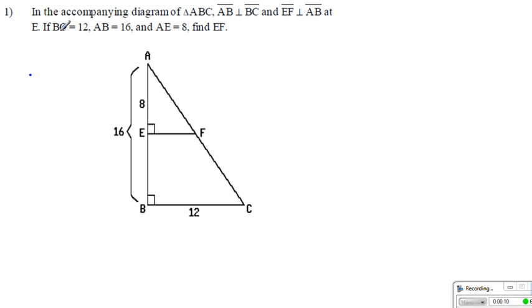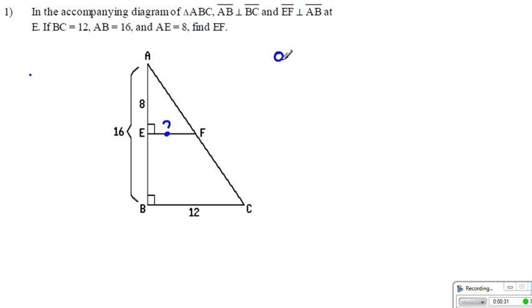So in the component diagram here we have two right angles, and this length is 16 while this one is 12, and AE was equal to 8. Now we are looking for EF. That is the question mark. If we call this one equal to X, then what's going to be happening is this.